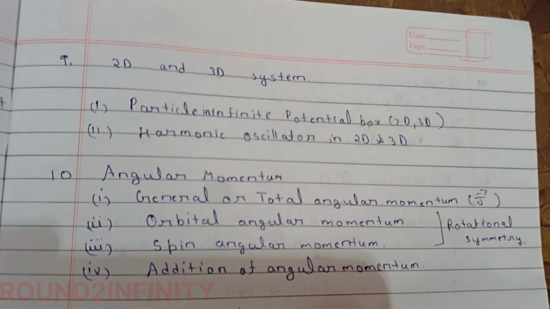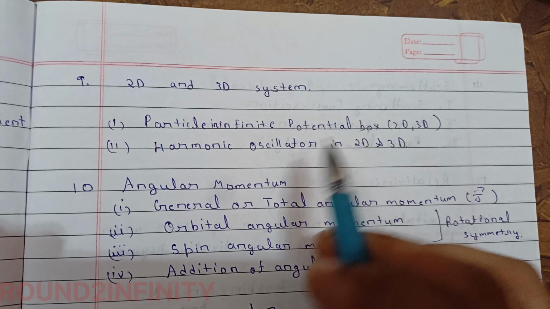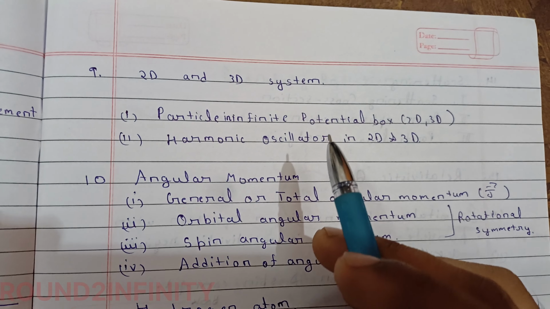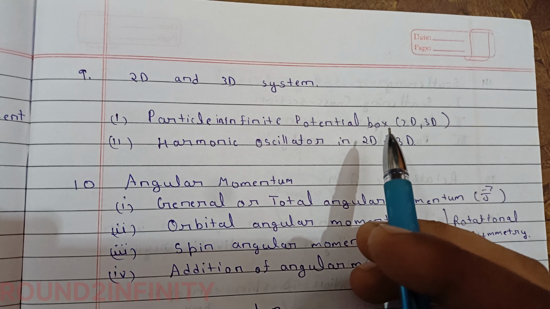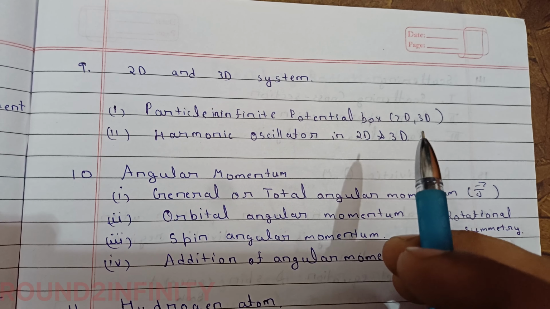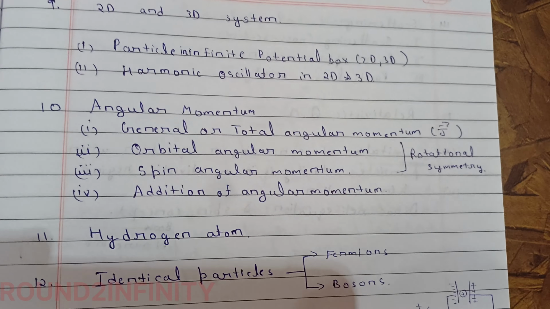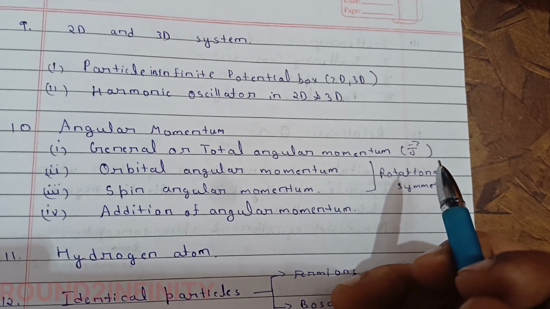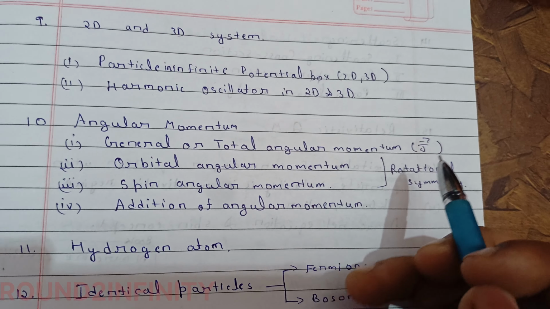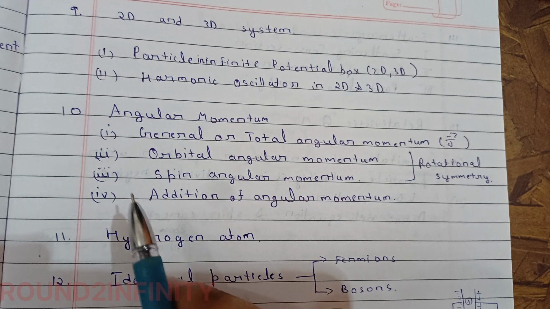Then we'll see 2D and 3D systems, which involve the harmonic oscillator. These are the very important parts where we will study much. So particle in an infinite potential well or box, 2D and 3D cases, harmonic oscillator in 2D and 3D, we will study them. Then we will see the measurement of angular momentum. General or total angular momentum, we represent that by J. Orbital angular momentum, spin angular momentum, we will study them in rotational symmetry. Then addition of angular momentum, we will study that also.